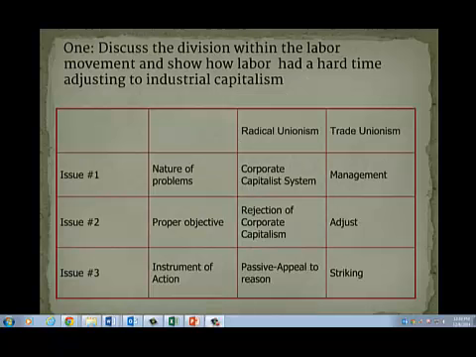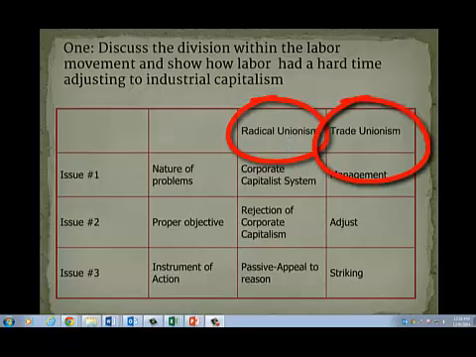So learning objective 1 wants us to discuss the division within the labor movement and show how labor had a hard time adjusting to industrial capitalism. What's important to understand here is in the years after the Civil War, you're going to have these two rival approaches fighting for allegiances of the American working classes. You're going to have the radical unions and you're going to have the trade unions.